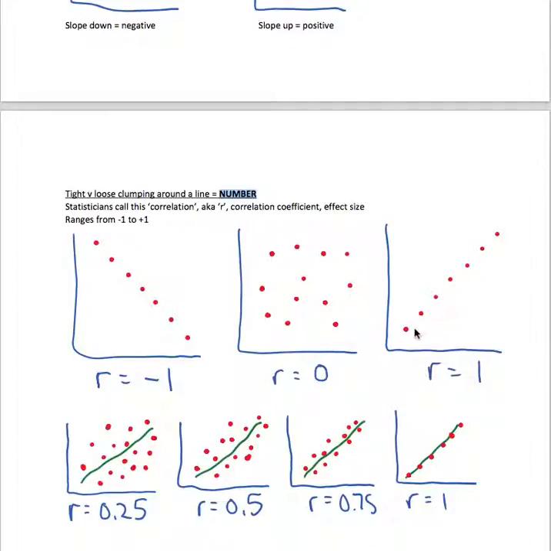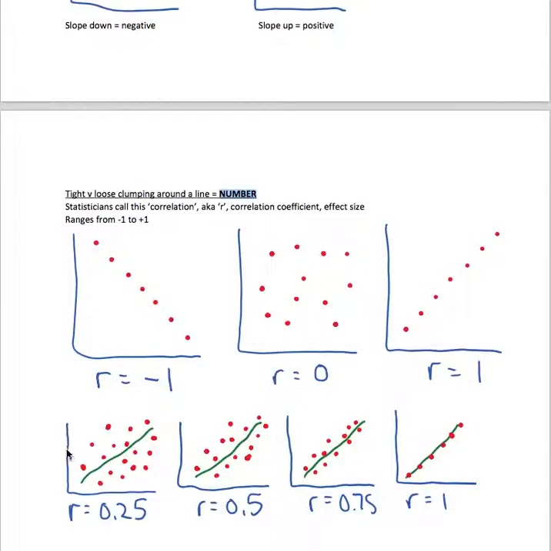A positive correlation, a +1, would be where all of the data points fall exactly on the line, and it is up and to the right, so it's a positive correlation, remember. So a perfect correlation of 1, the farther we get away from 0, means that those data points are getting closer and closer to the line. The farther those data points get away from the line, the closer we're getting to 0. And the slope then just tells us if it's a negative or a positive.